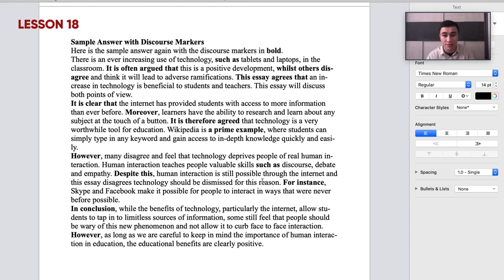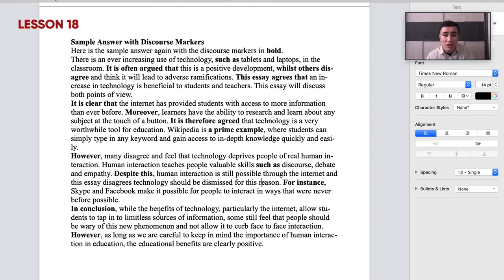In conclusion, while the benefits of technology, particularly the internet, allow students to tap into limitless sources of information, some still feel that people should be wary of this new phenomenon and not allow it to curb face-to-face interaction. So with this phrase here at the beginning, you're stating that this is actually your conclusion, and of course connecting this part to the overall essay.